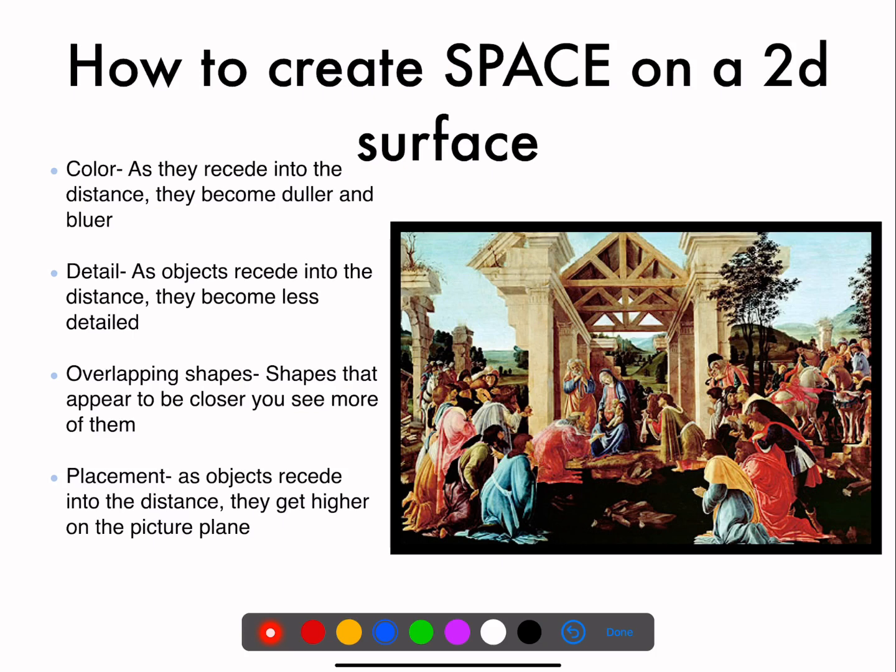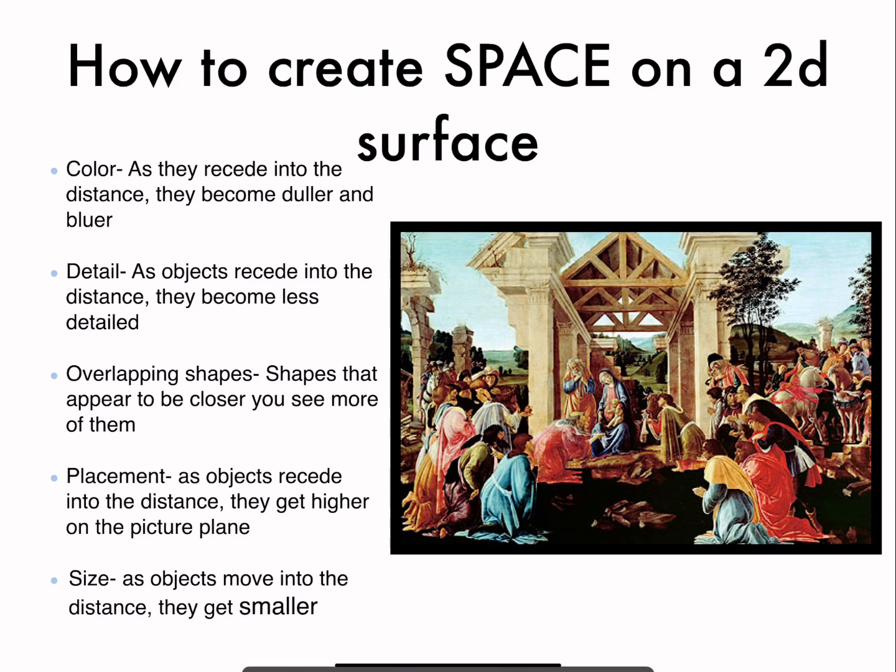Placement. As objects recede into the distance, they get higher on the picture plane. So here, this guy is really, really low. He's overlapping that guy. Notice how much taller he is on the picture plane. Even Mary, he's overlapping Mary. Mary's higher up. The hills in the background are higher up. And notice how every hill gets taller and taller and further back up the picture plane.